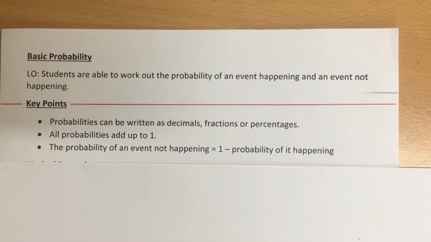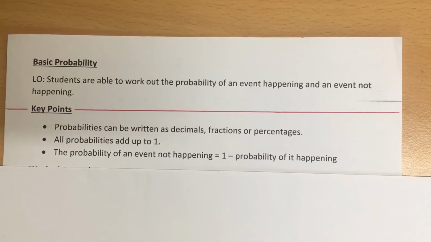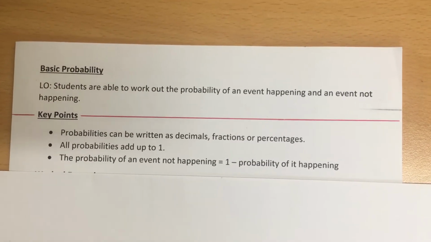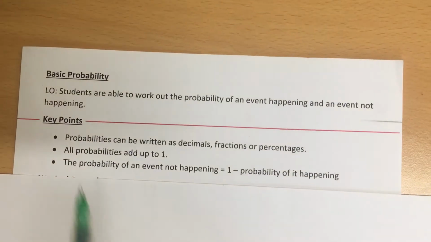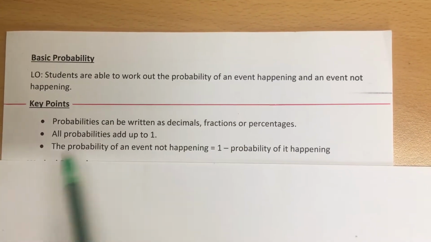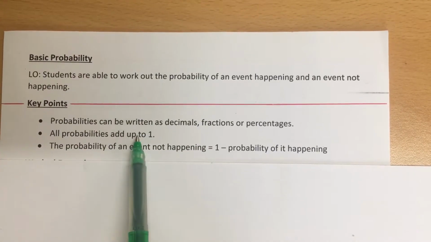Okay, so in this lesson, we're going to have a look at the very beginning of probability. So, starting off with basic probability. The main things that you need to know are that probabilities can be written as decimals, fractions or percentages, and that they all add up to 1. These two are very important.